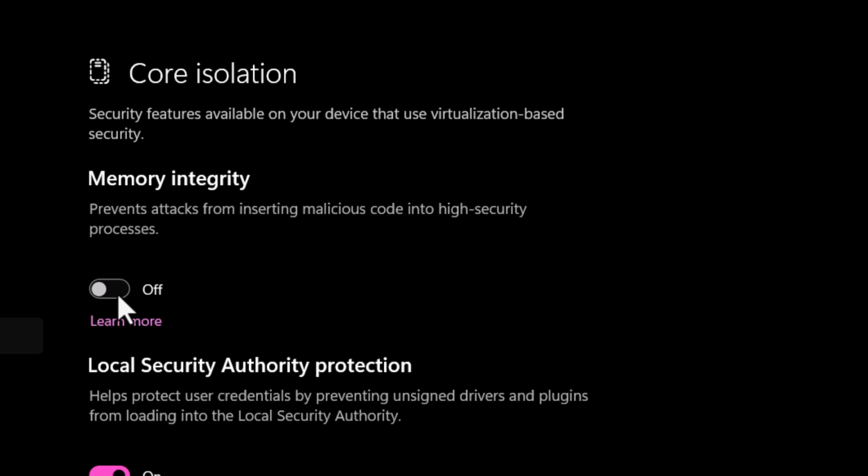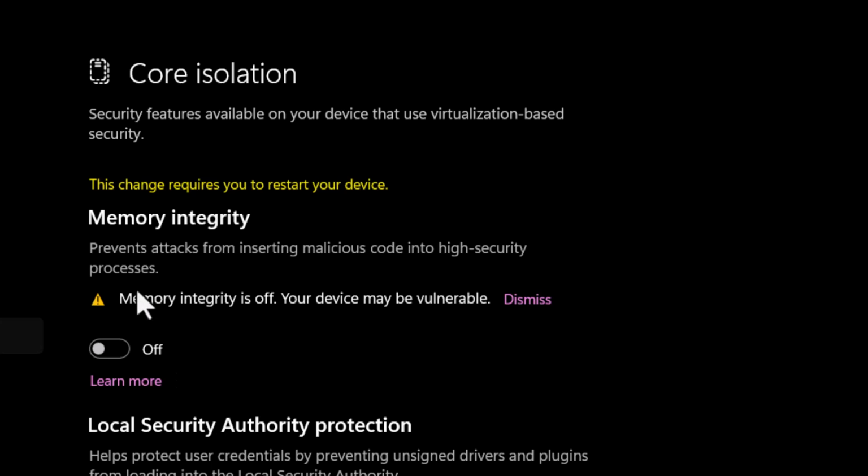Step 6. If a confirmation pop-up appears, click Yes to allow the change. This will turn off the Memory Integrity feature on your device.